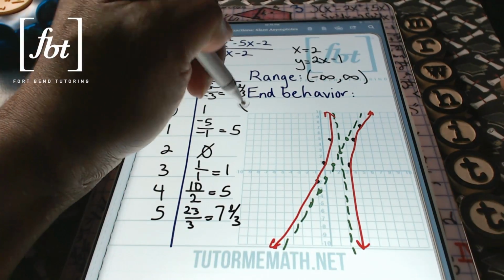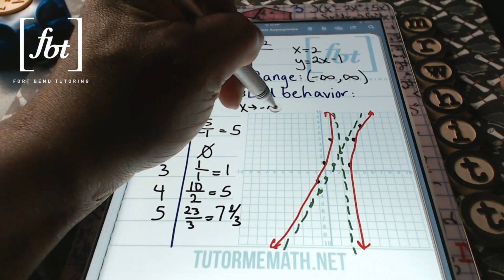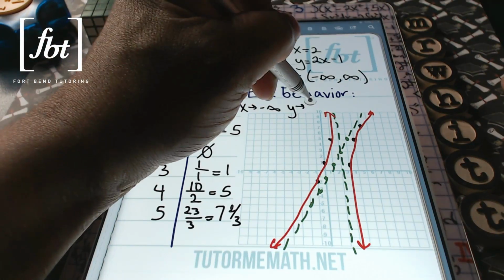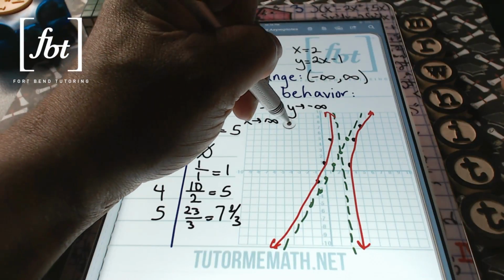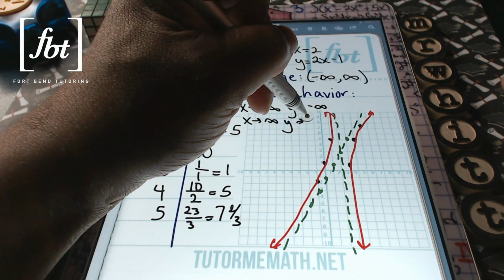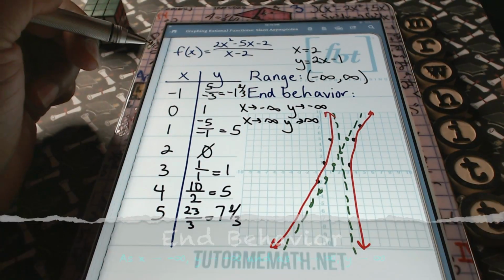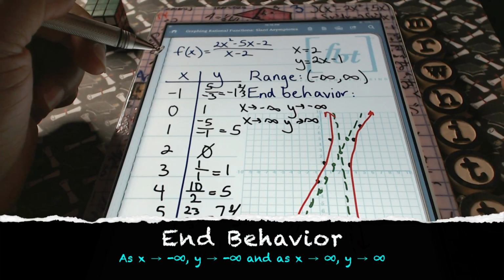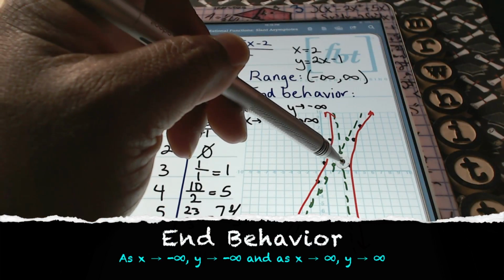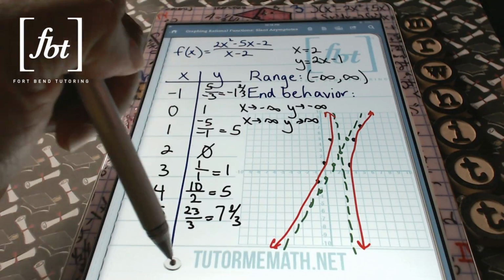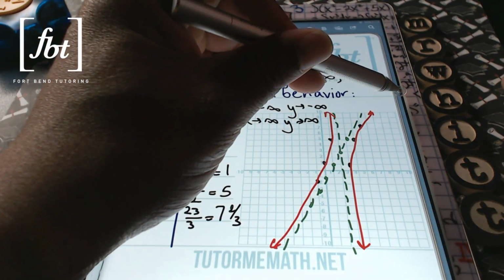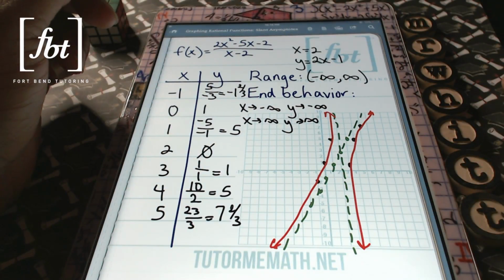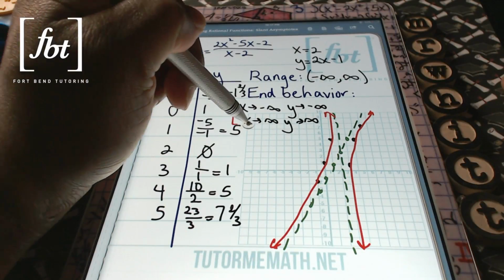The end behavior: as x approaches negative infinity, y approaches negative infinity. And as x approaches positive infinity, y approaches positive infinity. So as x approaches negative infinity, this is going to continue to go to negative infinity. As x approaches positive infinity, this top part here is on its way to positive infinity. Red box it. Red boxing the end behavior.